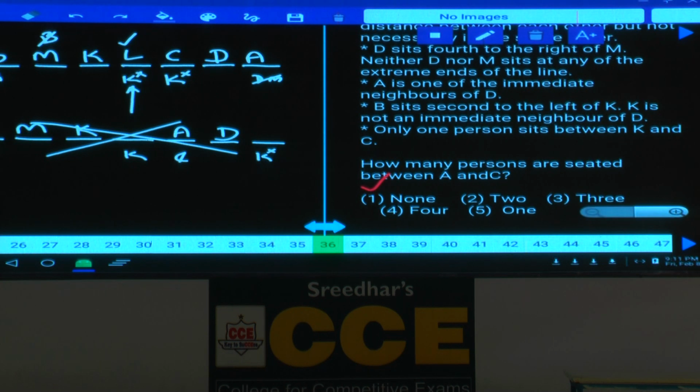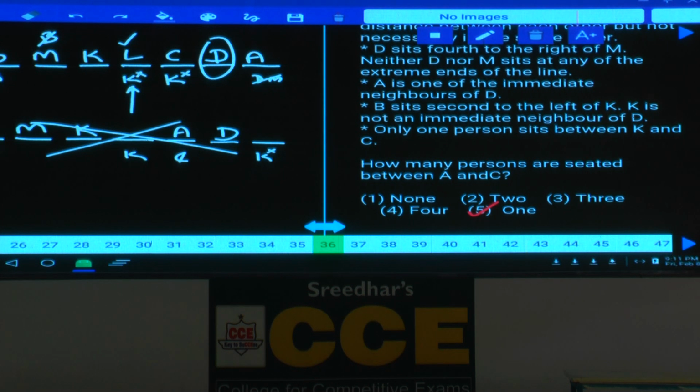Then question number 36. How many persons are in between A and C? Tell me how many are there in between A and C? There is only one person, that is D. Choice 5 is the answer. Clear now? Now this is about question numbers 32 to 36.